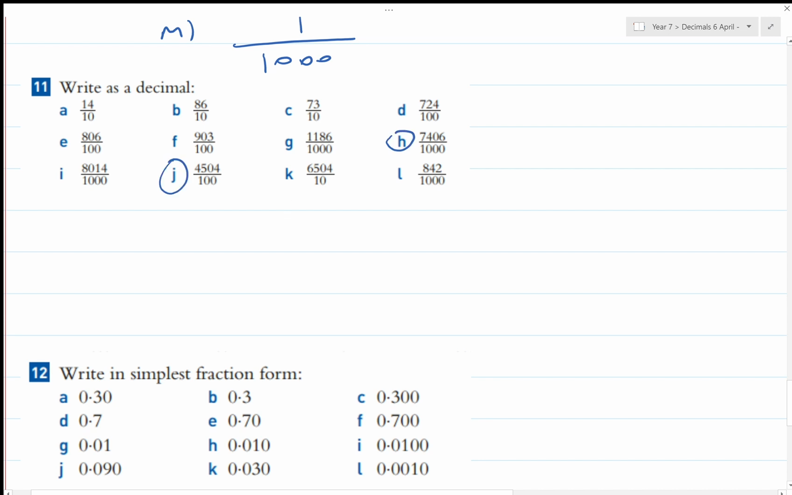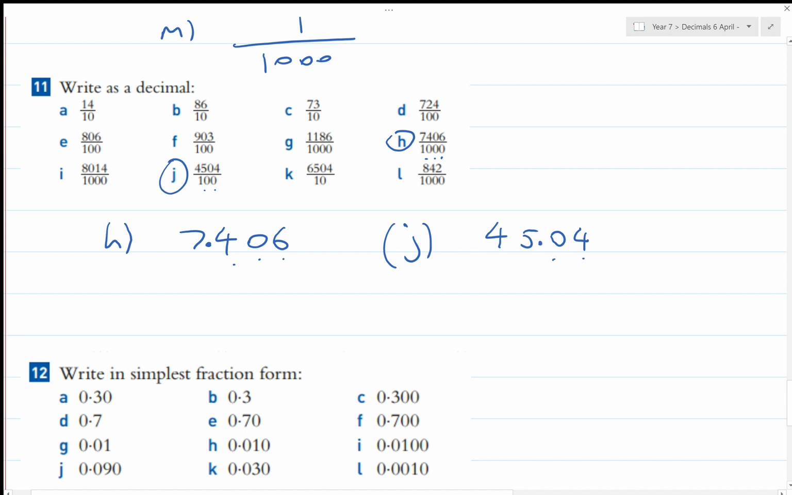That one. So, the way to do these ones are slightly different. I just write down 7406. And then I say 1, 2, 3, 0, so there must be 1, 2, 3 decimal points. There goes the dot. 4, 5, 0, 4. 2 zeros, 2 decimal points, 1, 2. There goes the dot.